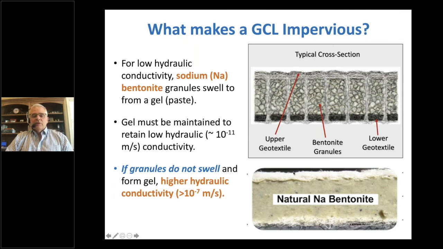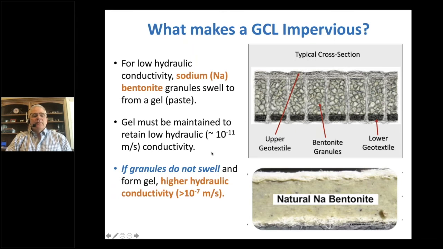In fact, this is a GCL that I exhumed from a field site that I worked on in one of the hottest, driest deserts in North America, with an annual precipitation on the order of about 100 millimeters a year, or 4 inches of rain. That GCL in that environment was extremely impervious because it transformed in its operative condition into a gel.